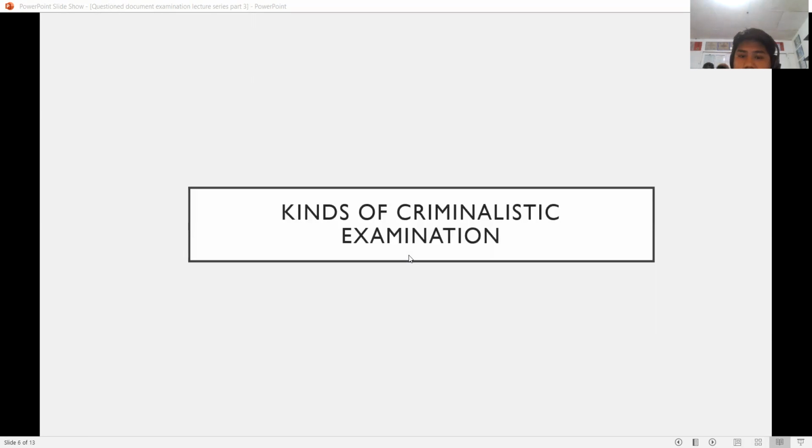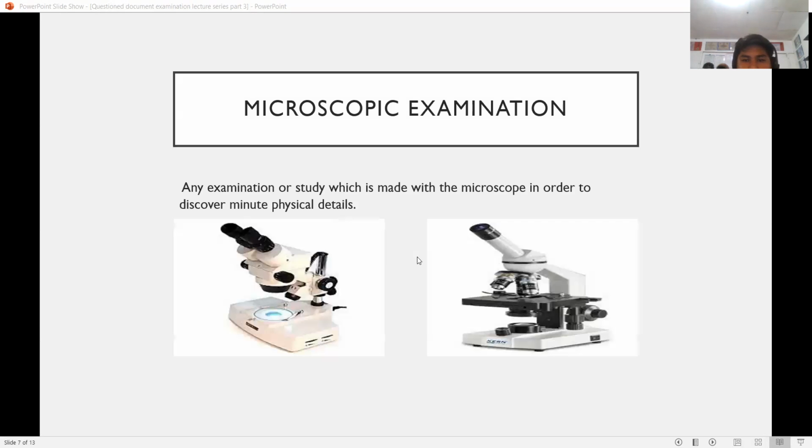Next, we have here the kinds of criminalistic examination. So first, we have the microscopic examination. Microscopic examination is any examination or study which is made with the use of a microscope in order to discover the small physical details that are not visible to our naked eyes. And there are two types of microscopic examination. We have the stereoscopic examination and the compound microscope. Okay, stereoscopic microscope examination and the compound microscope examination.